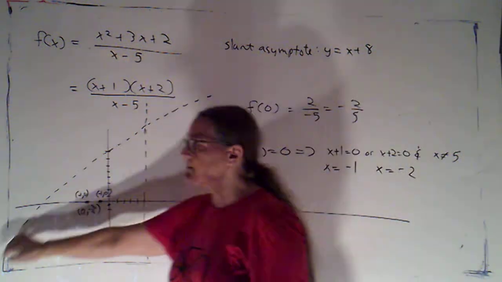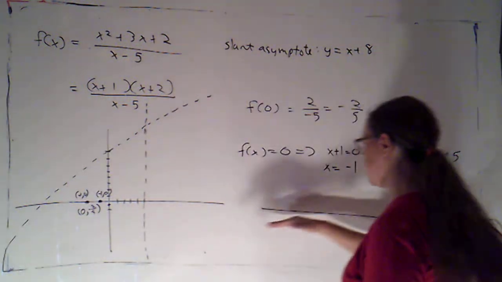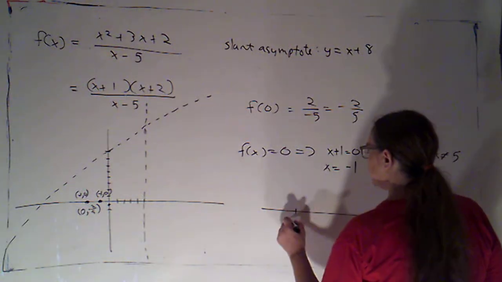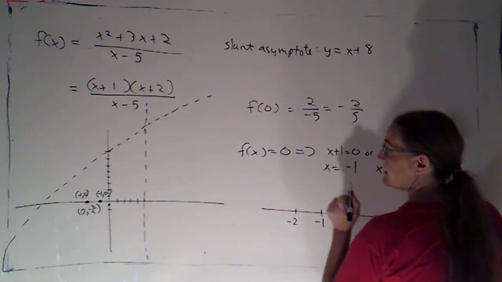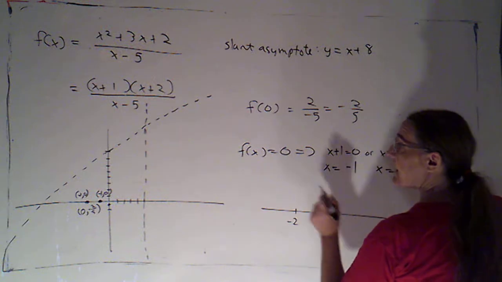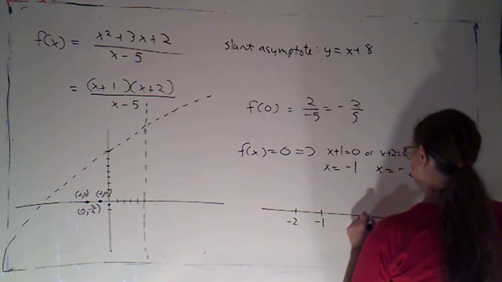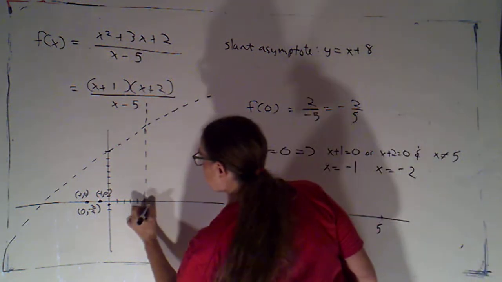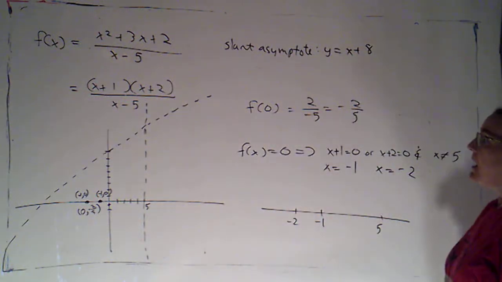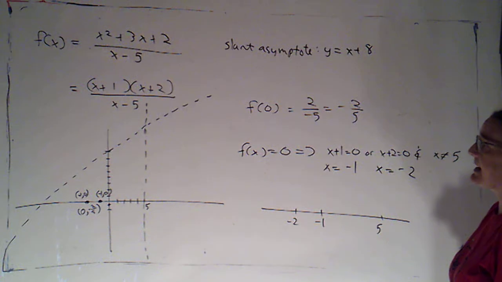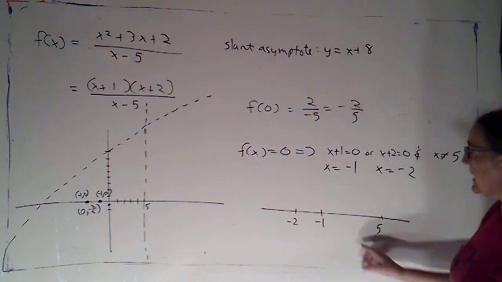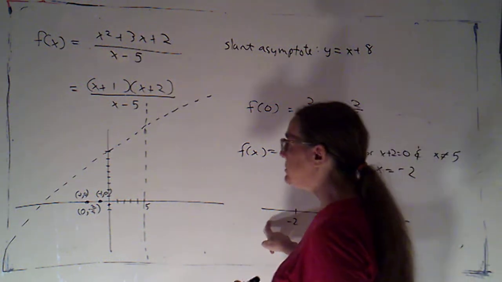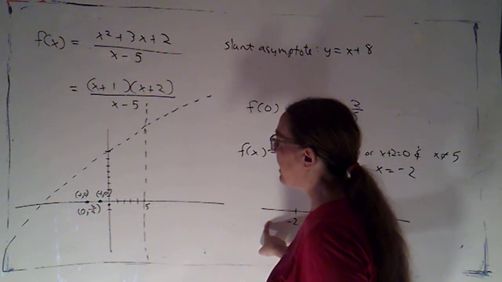The slant asymptote doesn't affect this number line that I'm drawing. I'm just marking off negative 2, negative 1, and 5. Probably mark that that's at 5. Okay, so let's see. I know that to the left of negative 2, do I know anything?